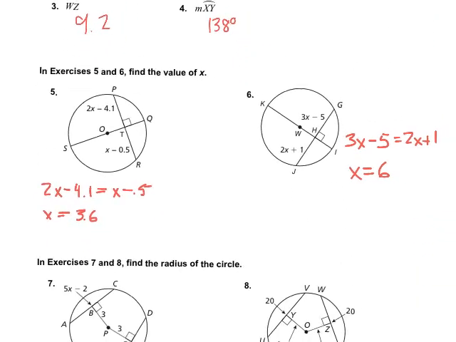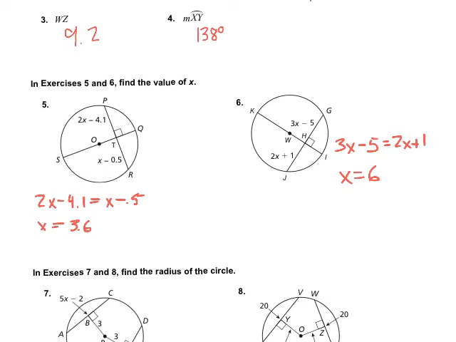5 and 6 were pretty straightforward. On number 5 I see I have a diameter that's perpendicular. That means it should be a bisector. So I set those two expressions equal to each other, and I get x equals 3.6. And then same thing on number 6. Those two segments should be equal to each other. So I set them together and get x equals 6. Any questions there?